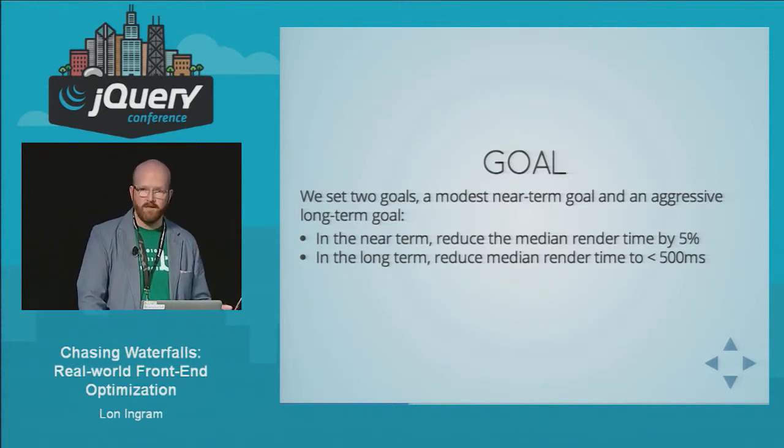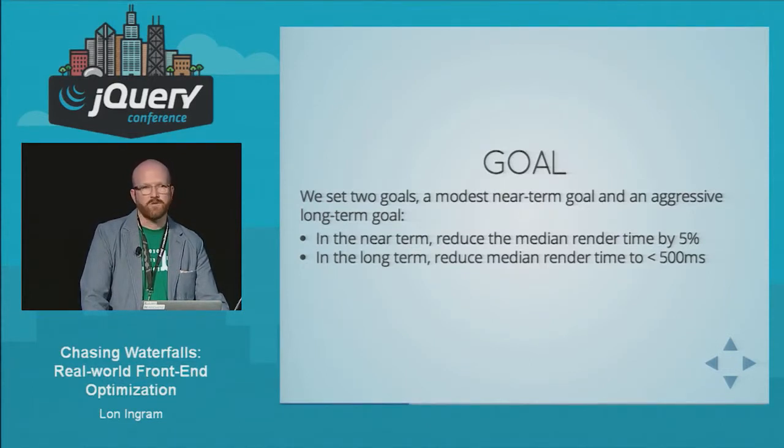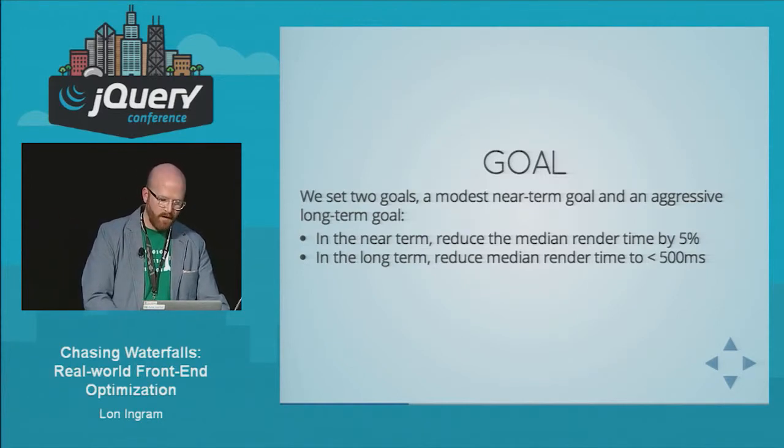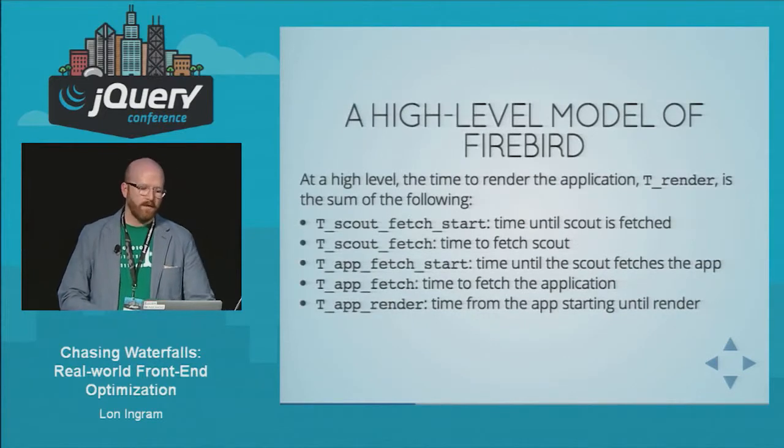And it seems like it should be easy to attain, but it's pretty tough. And in the long term, we set a much, much more aggressive goal, which was to cut our median render time in half. And that's more on the order of a year from now. So we've got a goal. Let's talk about a high-level model for Firebird itself.